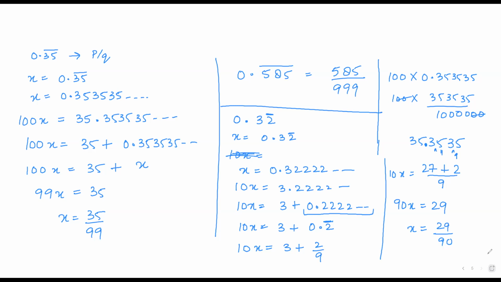So let's take one more question. So this answer, 0.32 bar, I'm getting 29 divided by 90, right? Let me take one more question. For example, I have this 0.123 bar, right? Now after two numbers, I have a bar. Okay. Now again, you write x is equal to 0.123 bar. Now expand it.